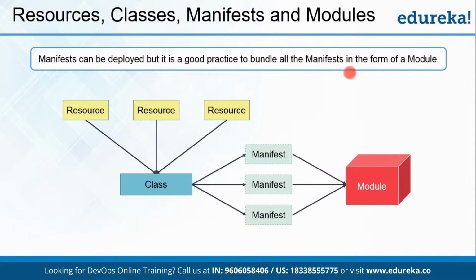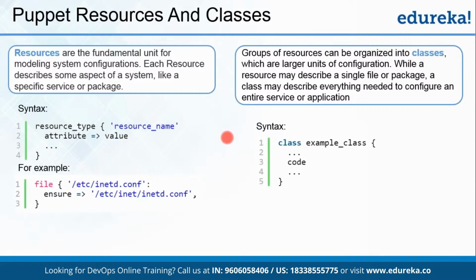Let us move forward and have a look at what exactly resources and classes are in Puppet. What are resources? Anything that is there is a resource. A user is a resource. As I've told you, a file can be a resource. Puppet code is composed primarily of resource declarations. A resource describes something about the state of the system, such as that a certain user or file should exist or a package should be installed.